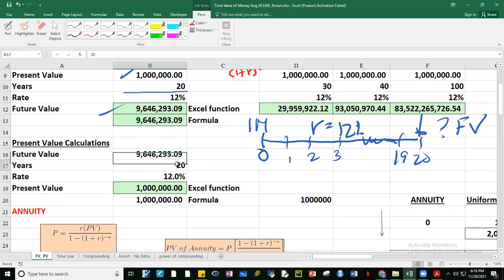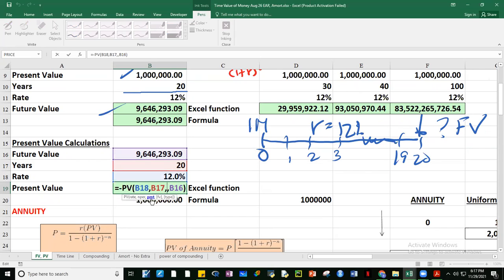Same time, same period, 20, same rate of return, 12%. And we can use the PV function. In the PV function, you're asked for the rate, that's 12%. The N per is the number of periods, that's 20. PMT is annuity, so this is not an annuity. An annuity is a uniform stream of cash flows. This is just one single cash flow at the end. At the end of 20 years, that's 9646.